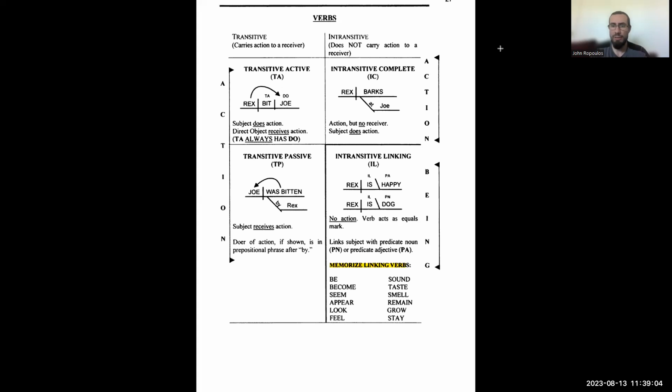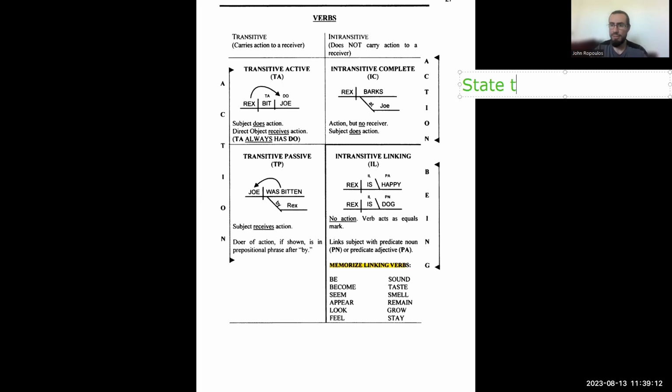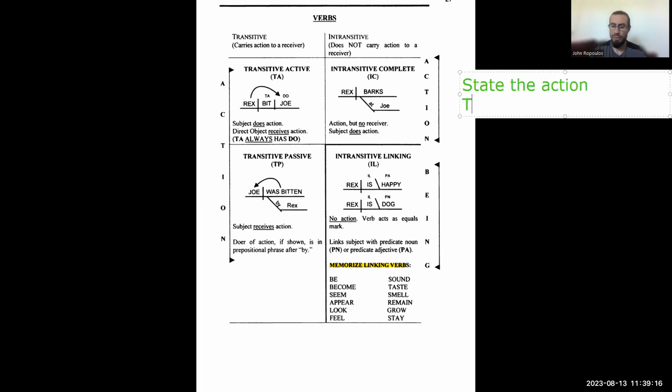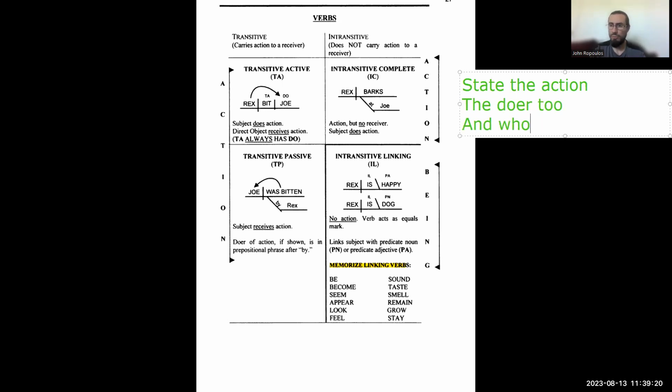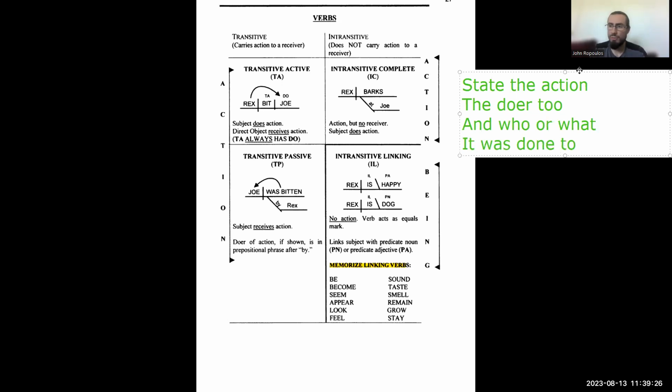Now, before we end, I'm going to teach you a little trick. This is called the verb test. It's a poem, actually. State the action, the doer to, and who or what it was done to.